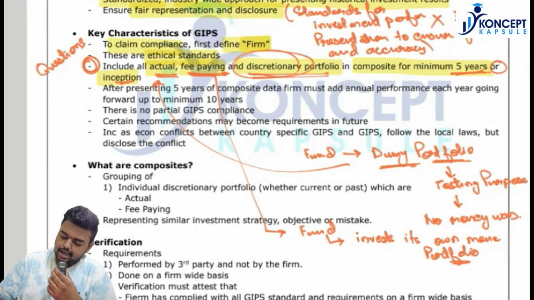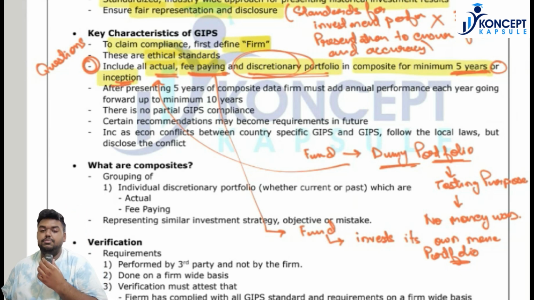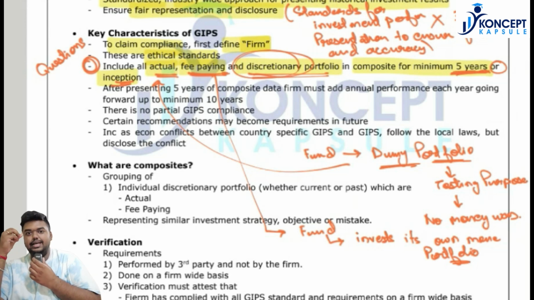Again, it says either you should have a minimum 5-year performance or it should be since inception, because there can be firms or there can be funds which are in existence for less than 5 years. So what will we do? Correct?